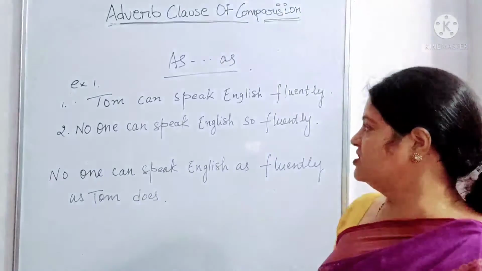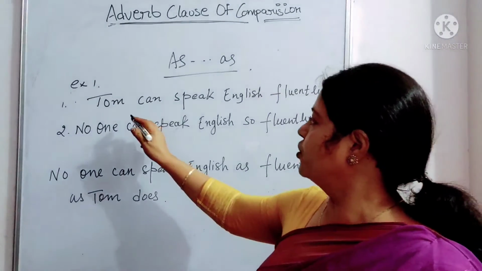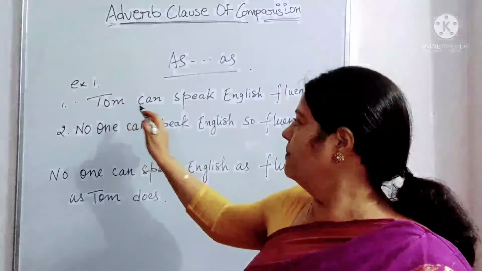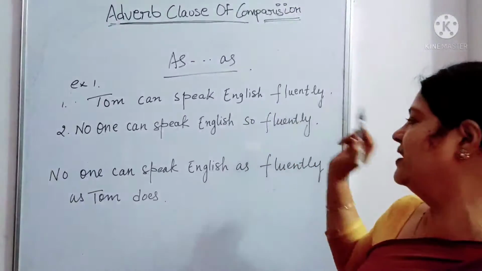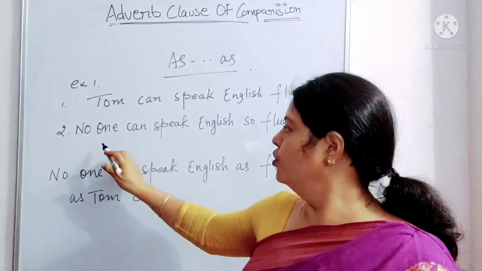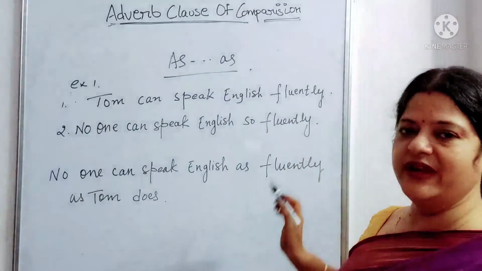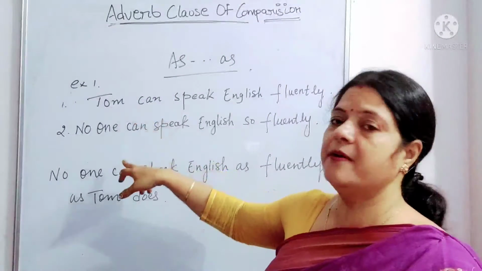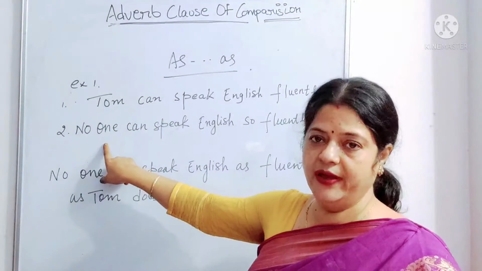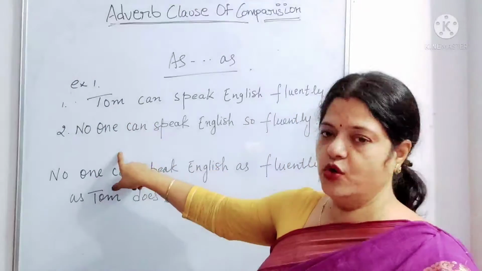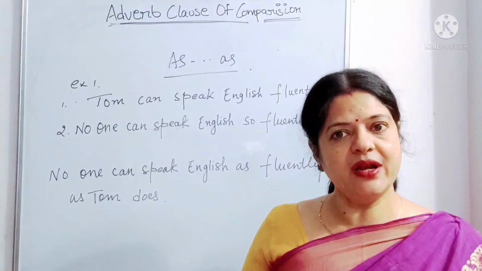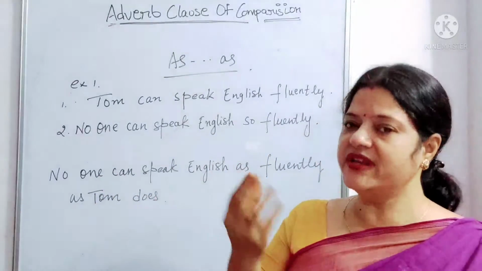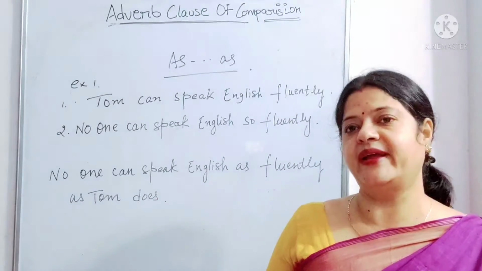Okay. So first let's see this sentence. Tom can speak English fluently. Okay, I repeat. Tom can speak English fluently. Number 2 sentence. No one can speak English so fluently. Okay. Now, first, let's see that there's a comparison between Tom and no one. Tom and no one. It means that Tom can speak very good English and no other person can speak so good as Tom. It means Tom is very good in English.